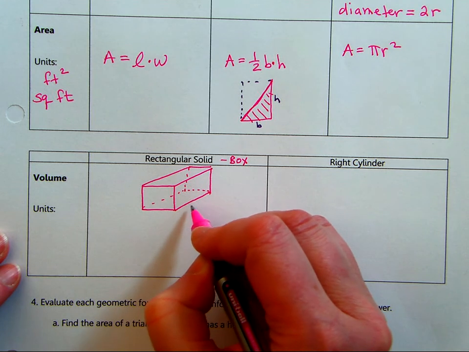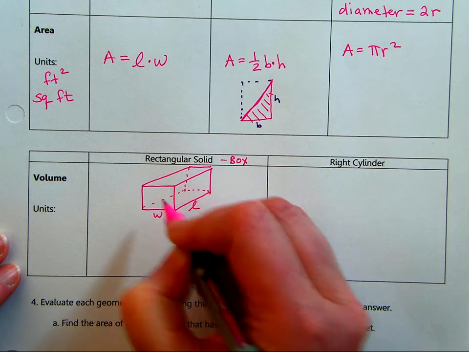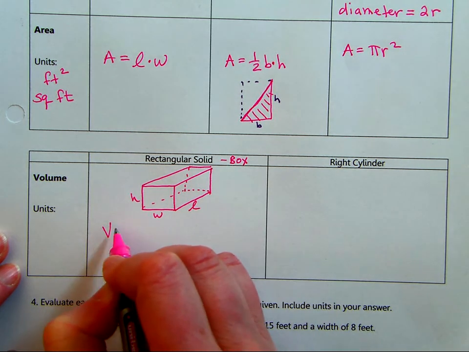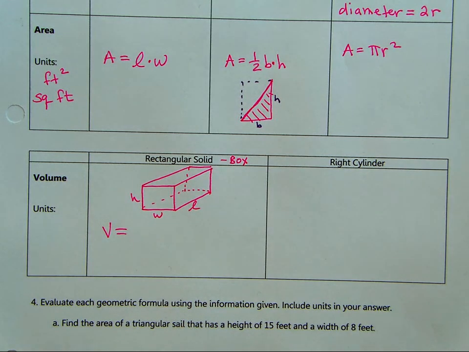So let's call this length, width, and height. Our volume is just like we're taking it off of the rectangle, but now we have height to it. So length times width times height.